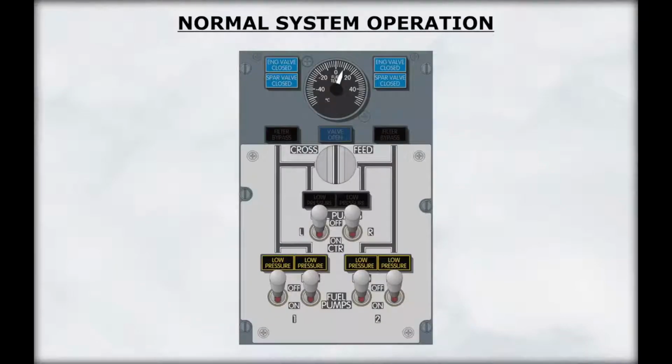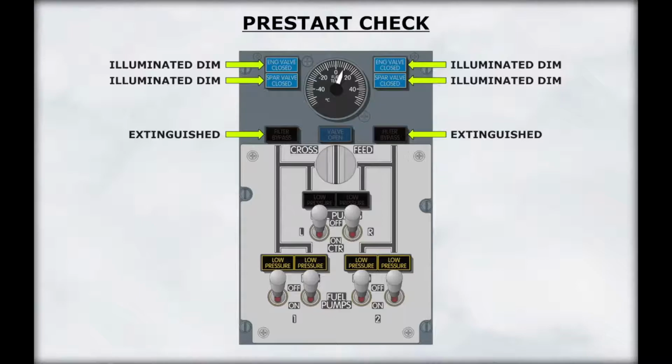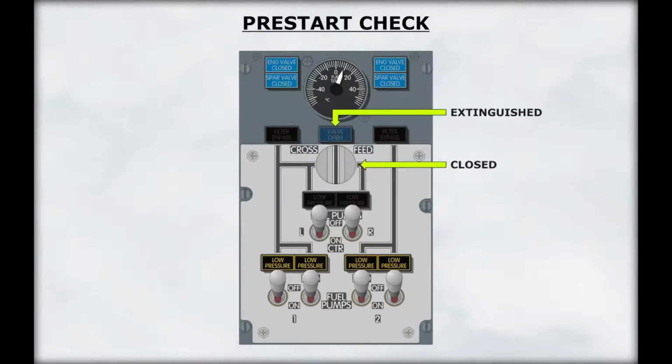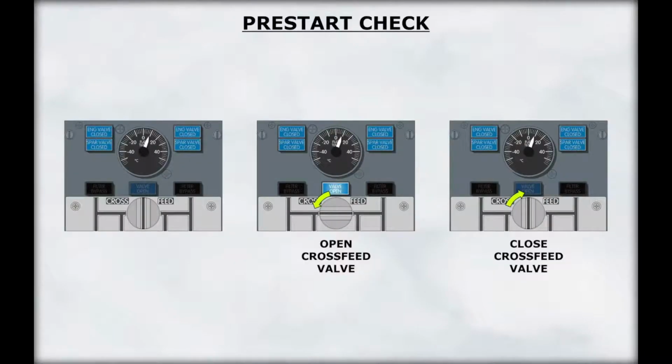Let's now look at the normal fuel system operation. During the pre-start check, check that all filter bypass lights are extinguished. Also, make sure that the engine valve closed and spar valve closed lights are illuminated dim. Next, check that the crossfeed selector is closed and that the valve open light is extinguished. Open and close the crossfeed valve to verify proper operation.